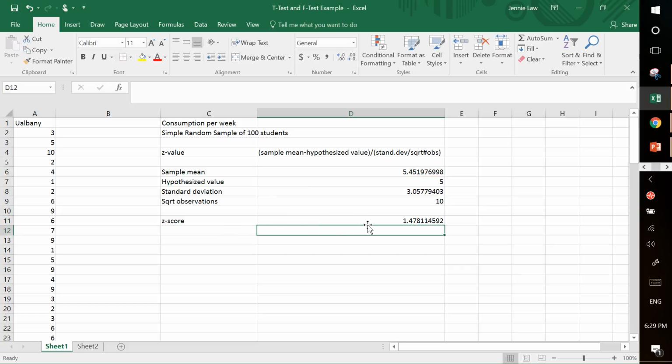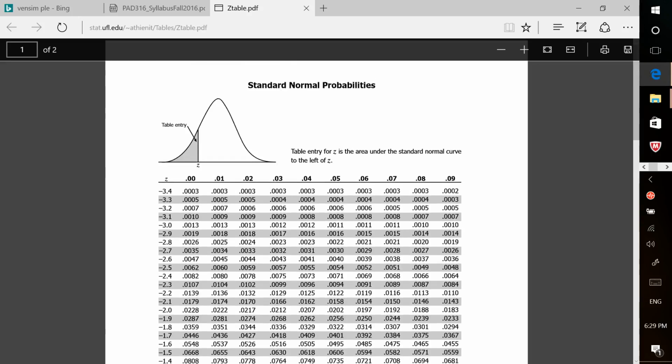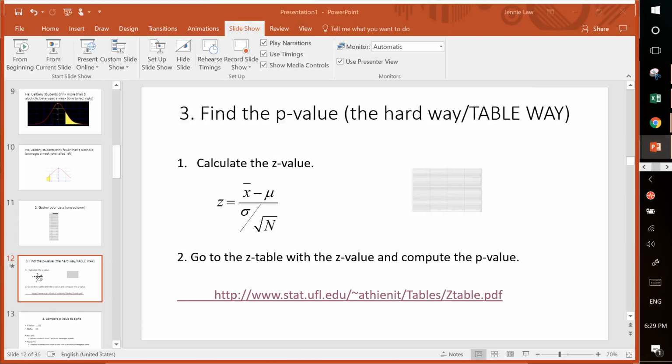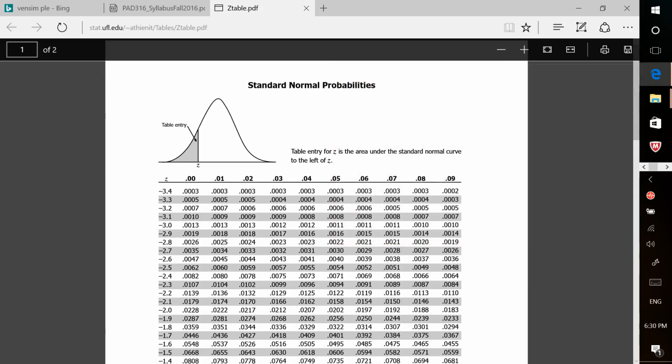So we get a z-score of 1.478, and I want you to remember that we can round up in this case to 1.5. One of the drawbacks of the table is that you can't get super precise with your z-scores. You generally, with tables, only go out to the 10th place, which can be problematic. But let's go to our tables. And you'll see actually in the PowerPoint presentation we have a link right here that will take you to the z-score table.